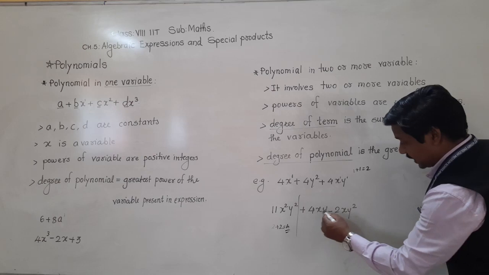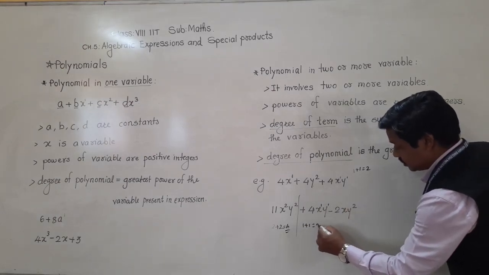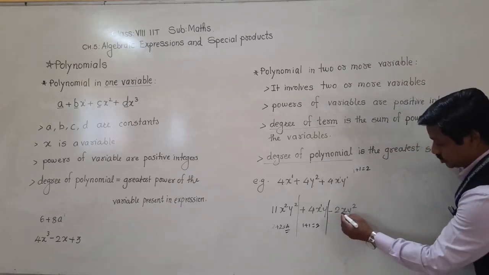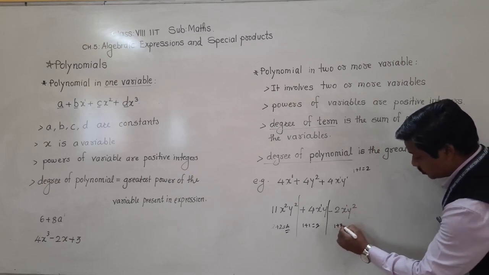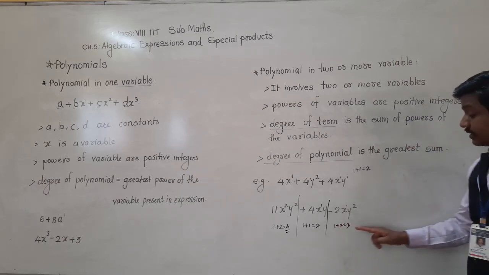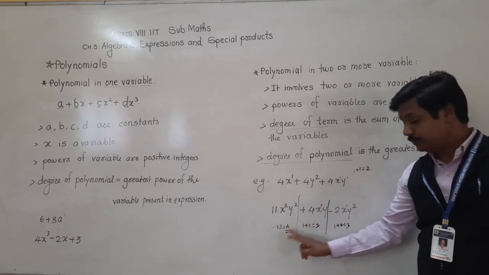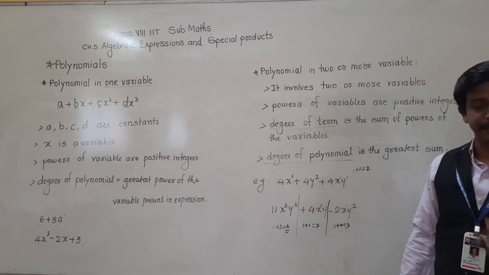Then this 4xy, here x has power 1, y has power 1, so 1 plus 1, 2. The degree of this term is 2. And here minus 2xy square. So here x has power 1, y has power 2, so 1 plus 2, 3. So the degree of this term is 3. Okay. The degree of the first term is 4, the degree of the second term is 2 and the degree of this third term is 3.